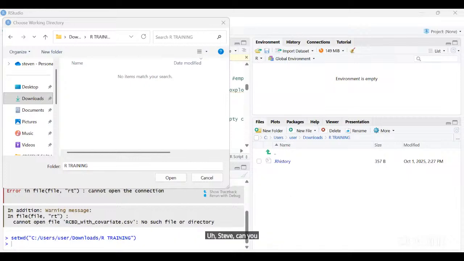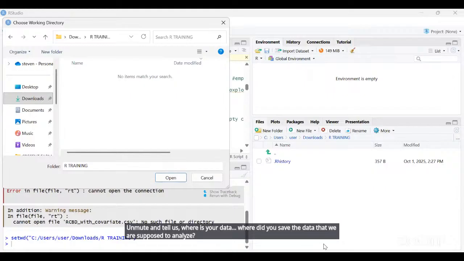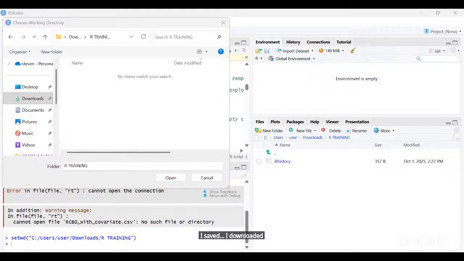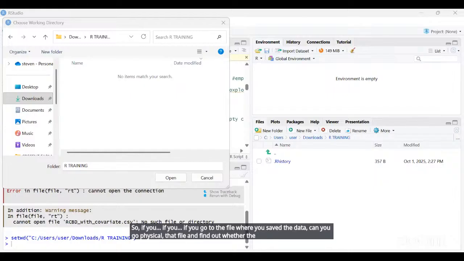Steve, can you please unmute and respond to the question? Tell us, where is your data? Where did you save the data that we are supposed to analyze? I downloaded it directly from the file. Then I downloaded the data in R directly. So if you go to the folder where you saved the data, can you find out whether the RCBD data set is in there?